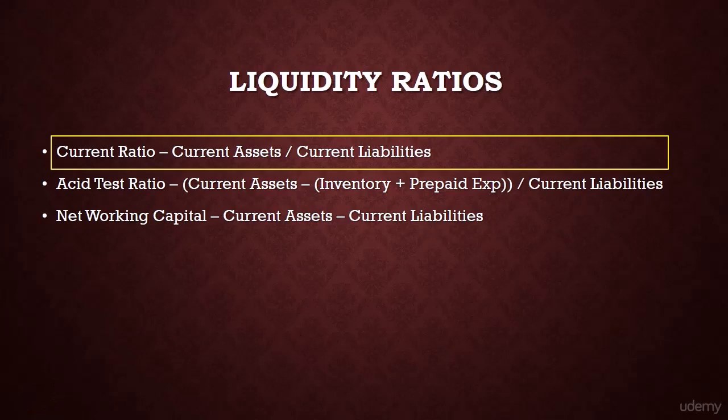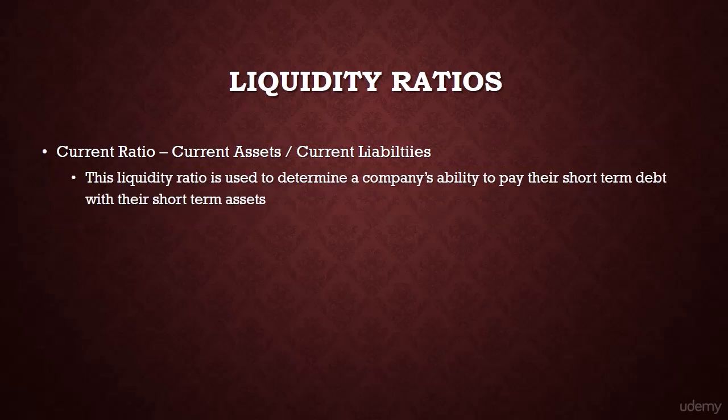So now let's take a more in-depth look at our liquidity ratios. Liquidity just means how fast you could turn your assets into cash. So if you needed cash now, what assets could you use, which is normally your current assets. You don't look at your property, your plant equipment, or your long-term assets. It's just how fast you could turn your assets to cash right now. So our first ratio is our current ratio, which is current assets divided by current liabilities. And this ratio is used to determine a company's ability to pay their short-term debt with their short-term assets.